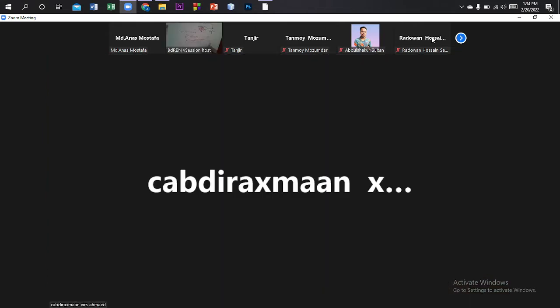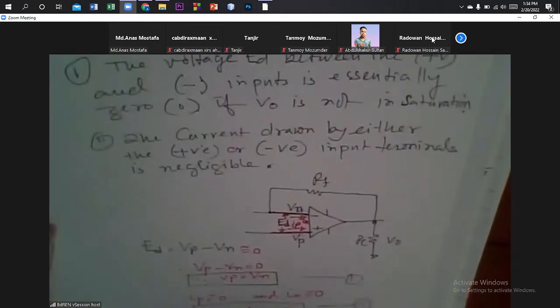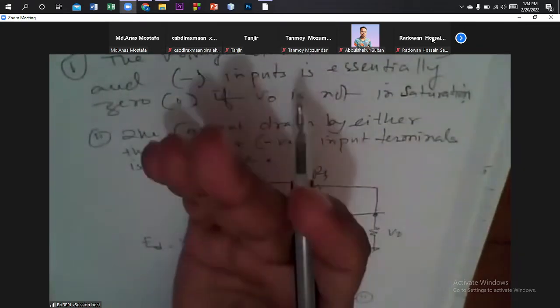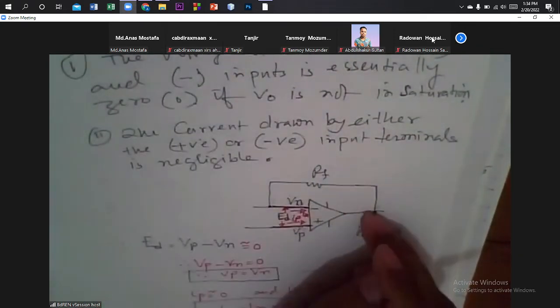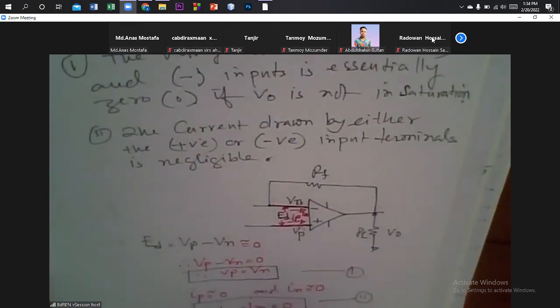Clear? When will we say this? When will these two things happen? When there is negative feedback. If somebody gives you a picture of op-amp, then first check, is there any feedback? Yes. Then VP is equal to VN, IN is equal to IP is equal to 0. Clear? Yes, sir.